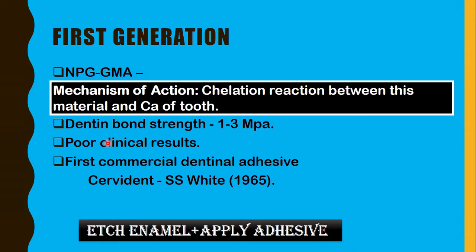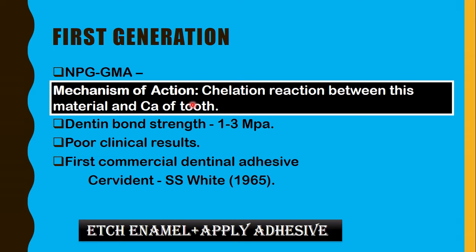here we have N-phenylglycine glycidyl methacrylate as a primer or adhesion promoter between enamel, dentin and the resin material. The mechanism of action is a chelation reaction between this material and the calcium of the tooth. The dentin bond strength obtained was quite low, ranging from 1 to 3 megapascal.